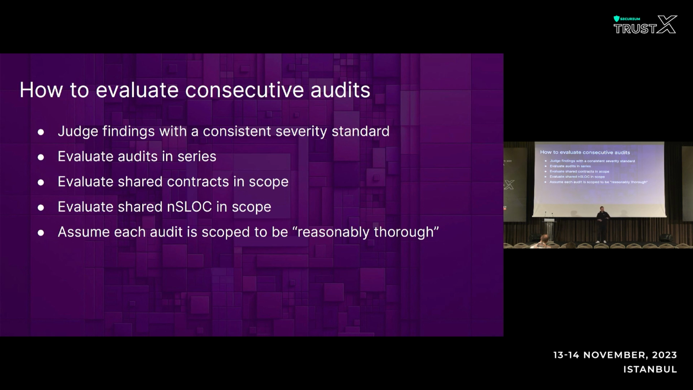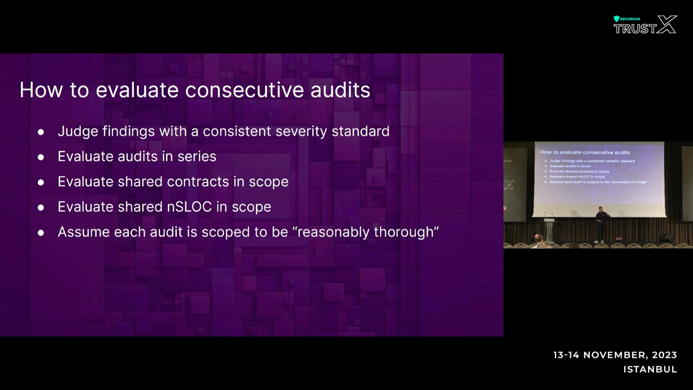To recap what we talked about in the last talk, there are 5 different ways to work on evaluating audits across different commit hashes and scopes. The first one: judge findings with a consistent severity standard. We're going to use Sherlock's judging standard. We could use anyone else's, but it's what we're most familiar with, and it happens to be one of the more stringent in the space. If you talk to anyone who competes on Sherlock, the criteria for getting a high or a medium is very high.